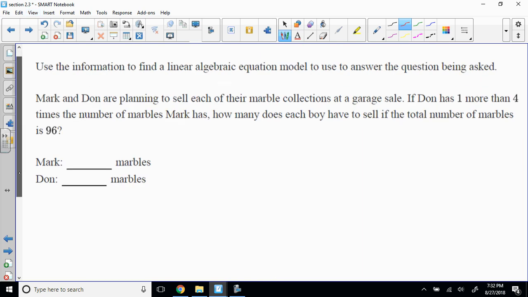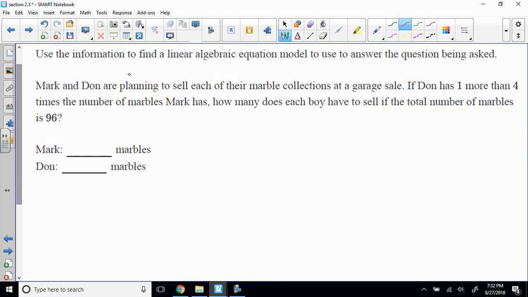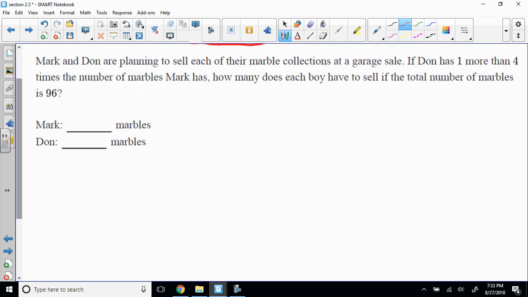How many of y'all have worked this one? Use the information to find a linear algebraic equation to answer the question. Mark and Don are planning to sell each of their marble collections at a garage sale. If Don has one more than 4 times the number of marbles Mark has, how many does each boy have to sell if the total number of marbles is 96?